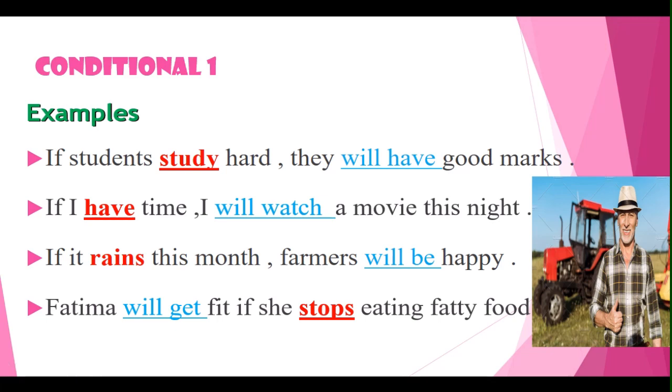Now, what is the common point between the verbs here and the main clause? All of them are conjugated in which tense? Great. They are conjugated in future simple. It means will plus the verb in infinitive.